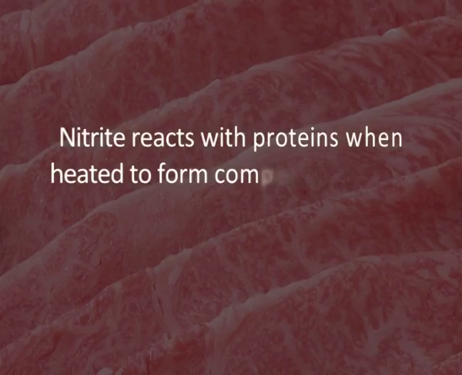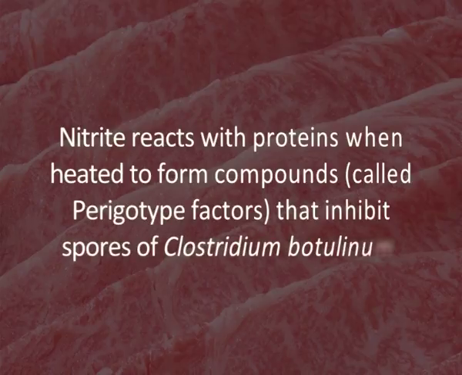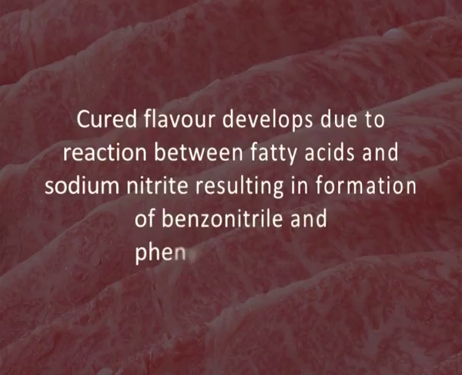In addition to the color role, nitrates and nitrites have a pronounced effect on flavor. They further affect flavor by acting as powerful antioxidants. Antioxidants are compounds that prevent the development of oxidative rancidity, which would reduce the keeping quality. Nitrite also reacts with proteins when heated to form compounds called Perigo-type factors that inhibit the development of spores of Clostridium botulinum, the cause of botulism, the most serious type of food poisoning. Cured flavor develops due to reaction between fatty acids and sodium nitrite, resulting in the formation of benzonitrile and phenylacetonitrile.